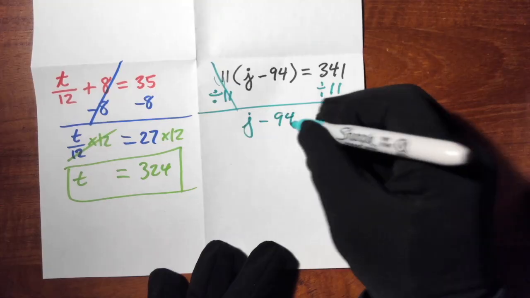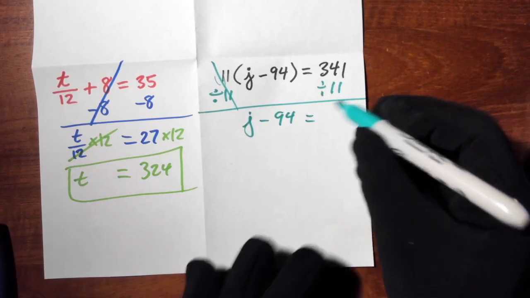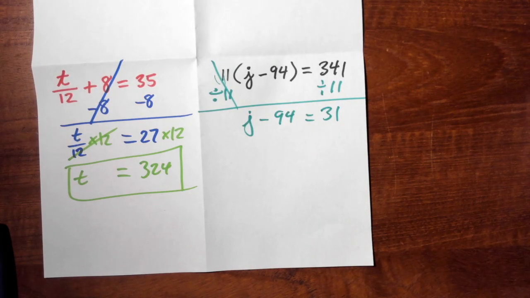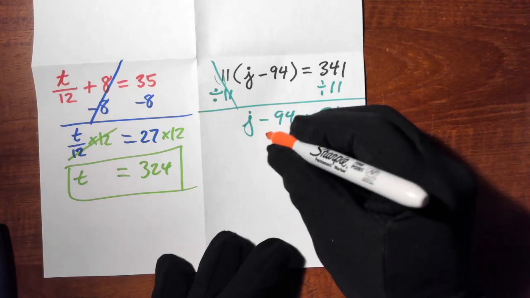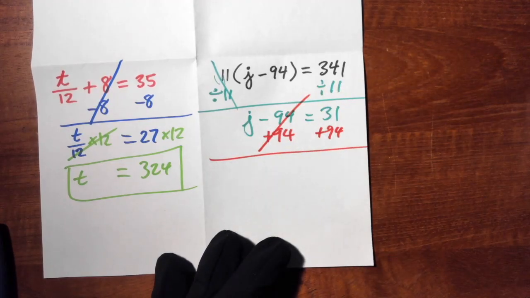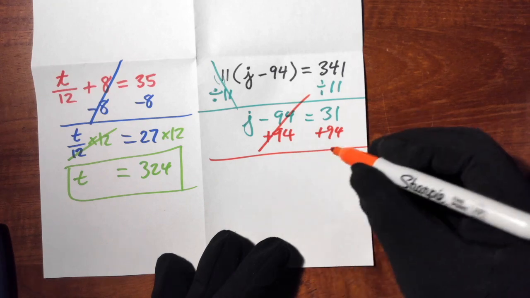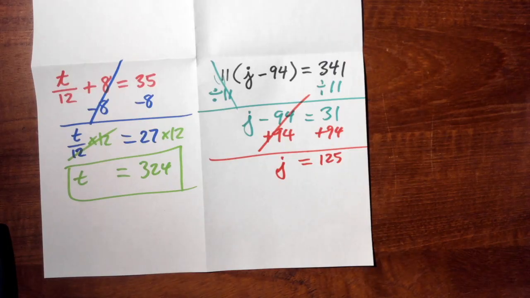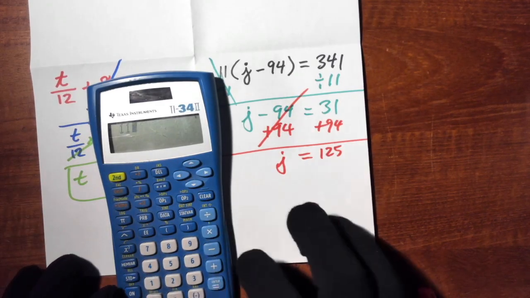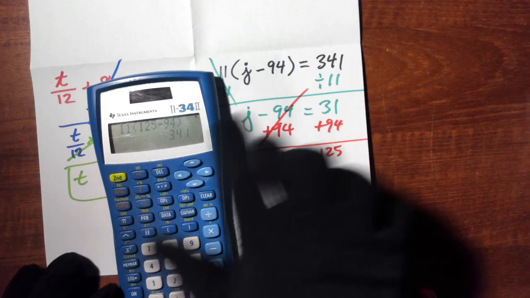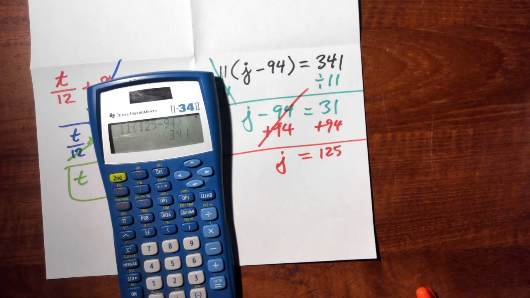We've got j minus 94 equal to 31. Then I will strip away a minus 94 by adding 94. Plus and minus cancel. Plus 94 on the other side keeps the balance. J equals 125. Double checking my answer. 11 times 125 minus 94 equals 341. That's two-step equations, right? The baby steps of algebra.